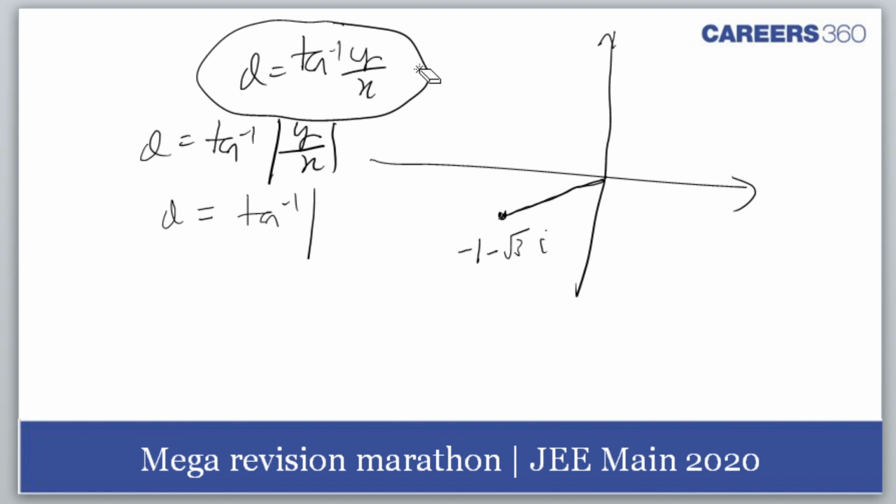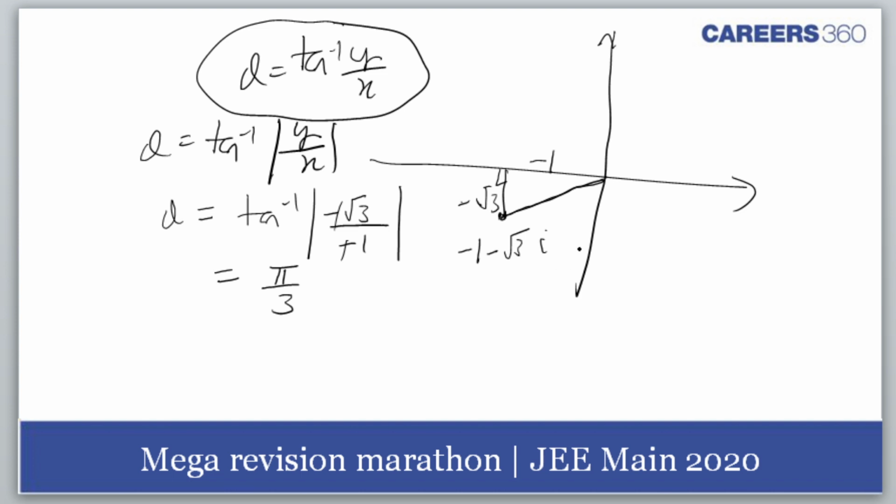Okay. Yes, students. So we have this y as minus root 3. This x is minus 1. So what is that? Minus root 3 upon minus 1. What do I get? Root 3. Tan inverse root 3. Tan inverse root 3 is what? Tell me. Tan inverse root 3 is pi by 3.